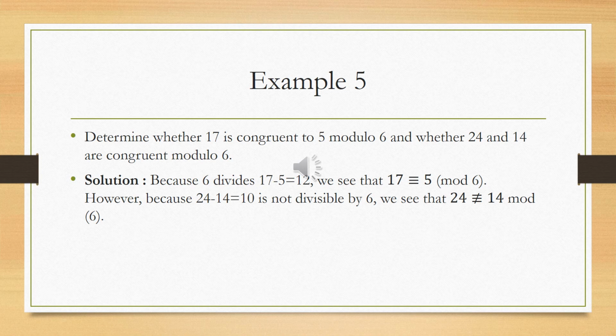Determine whether 17 is congruent to 5 modulo 6 and whether 24 and 14 are congruent modulo 6. Because 6 divides 17 minus 5, we see that 17 is congruent to 5 mod 6. However, 24 minus 14 is equal to 10, which is not divisible by 6. We say that 24 is not congruent to 14 mod 6.